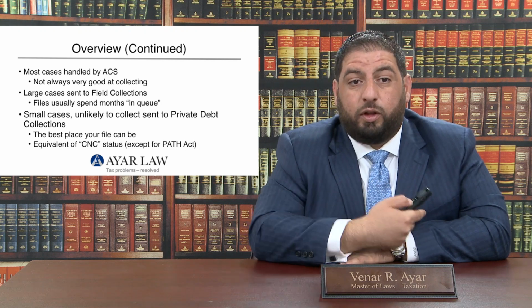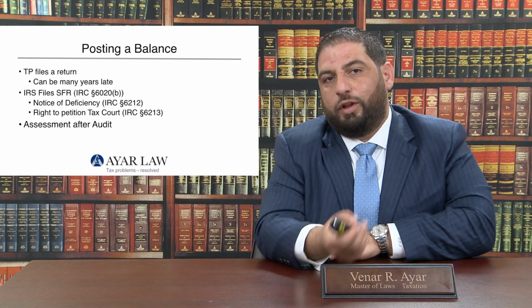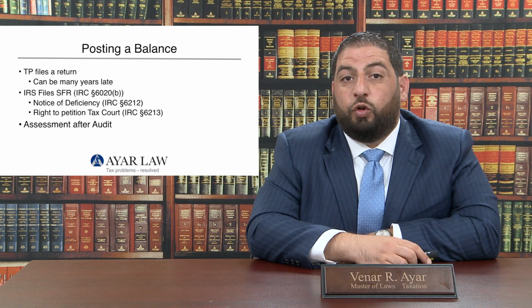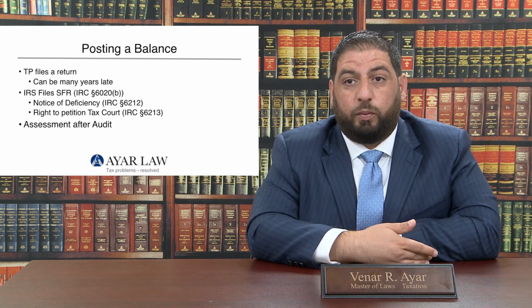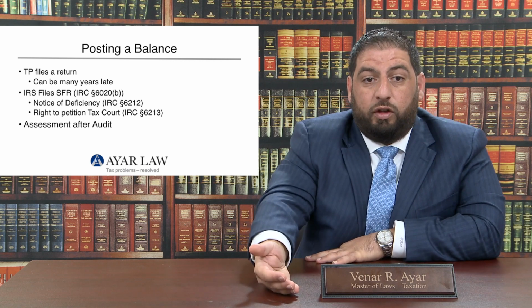So the first step in the collection process, of course, is posting a balance. That can be done one of three ways. Either the taxpayer files a tax return. You're supposed to file every year, but you can file it many years late. Some people file 4 or 5 at a time, and then they don't file for several years. And usually that's the beginning. That's what causes the posting of the balance and is the start of the collection process.